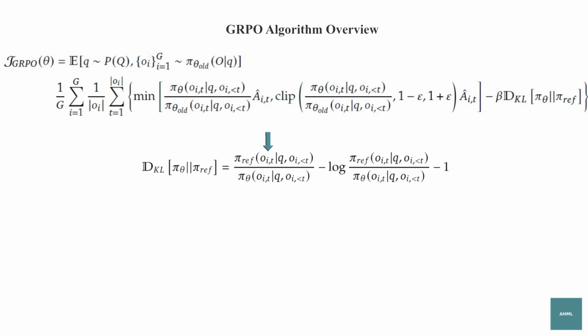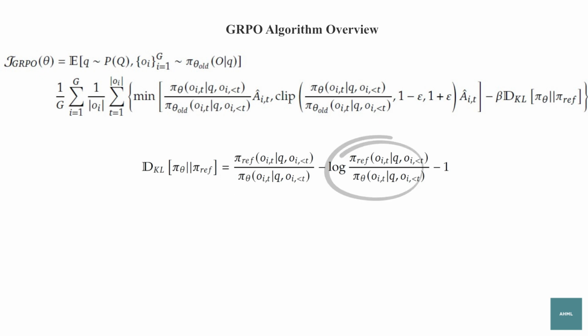O I,t represents the token output at time step t. Q is the query. O I, less than t, refers to previous tokens before time step t. We are essentially comparing the probability of generating a token O I,t under the updated policy versus the reference policy. The ratio of reference to new policy probabilities represents how much the reference policy's probability differs from the updated policy. If this ratio is large, it means the new policy assigns much lower probability to the token compared to the reference.